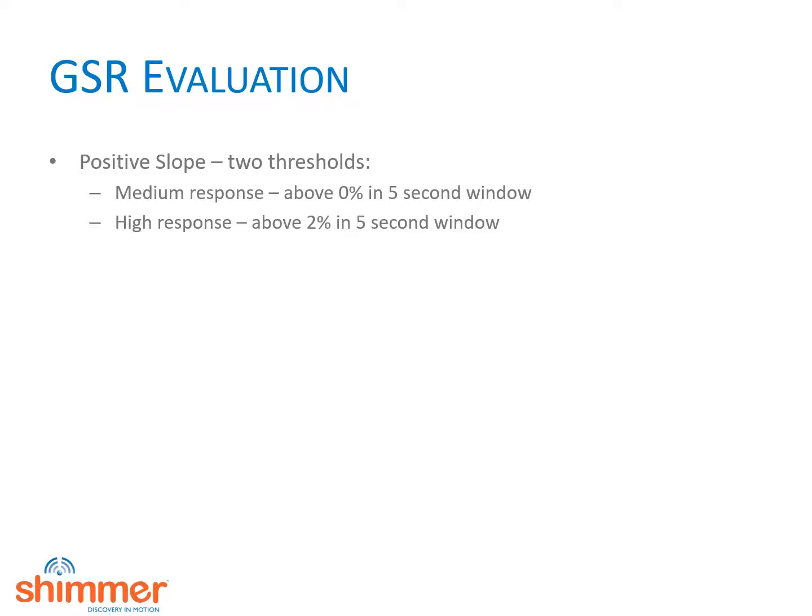By looking at a period, we automatically remove the impact of noise and other artifacts that may creep into any kind of physical measurement. If there is a positive trend over the 5-second window, that is classified as at least a medium response. If the increase is more than 2% over that window, that is determined to be a high response. These thresholds, as with all thresholds in NeuroLynQ, were determined empirically, and we found them to provide very reasonable results.